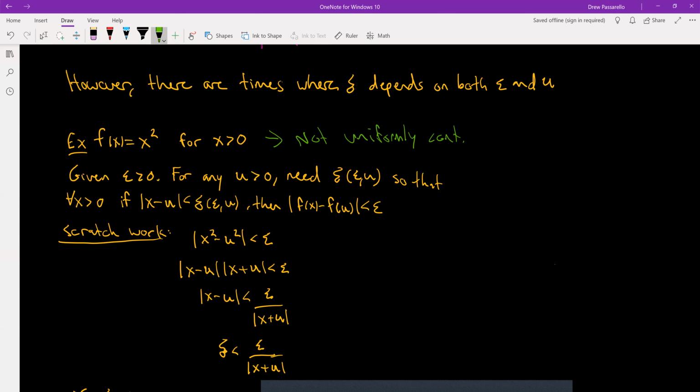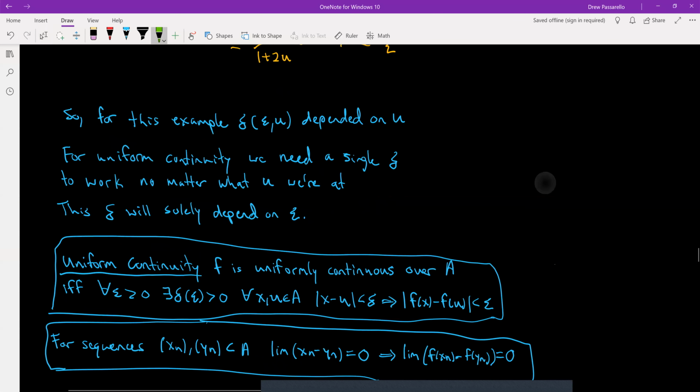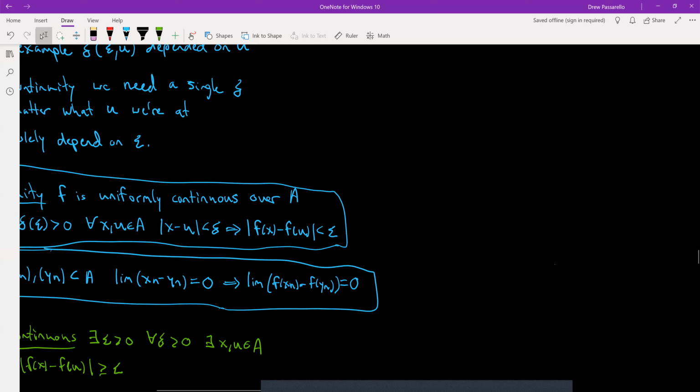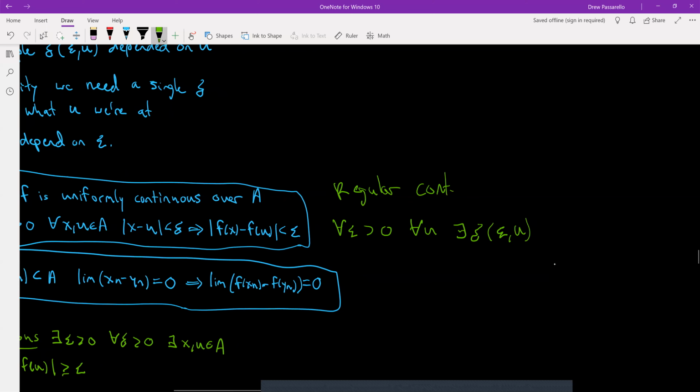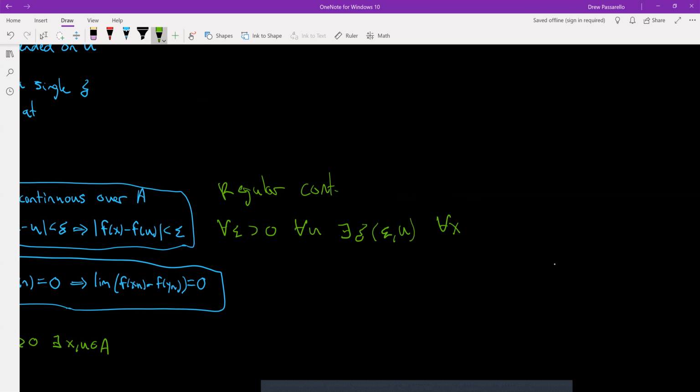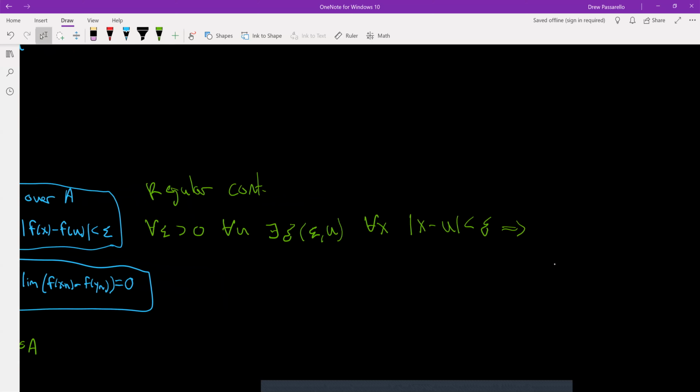Okay, so the definitions are really similar. So let me write down the continuity one. So regular continuity: we have for all epsilon and any u, there exists a delta, and this delta is dependent on both epsilon and u, so that for all x, the absolute value of x minus u less than delta implies that the absolute value of f of x minus f of u is less than epsilon.